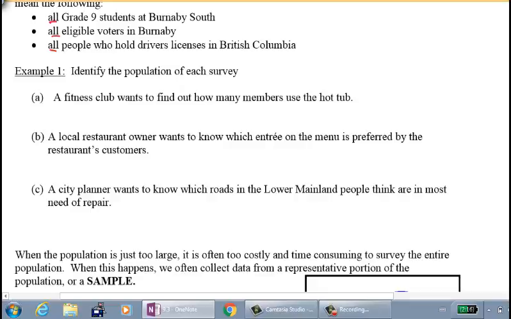So, let's see if you can identify the population in each of these surveys. A fitness club wants to find out how many members use a hot tub. What's the population that you're trying to survey? Well, it's not everybody in the world, but it's actually all the members of the fitness club. If you look at the next one, a local restaurant owner wants to know which entree or menu is preferred by the restaurant's customers. Well, you're really looking at surveying all the people who eat at the restaurant.